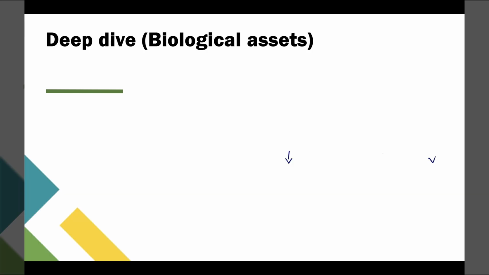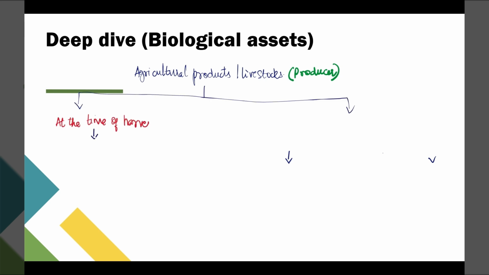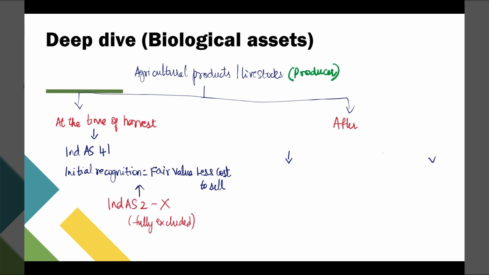Now let us deep dive into biological assets, because this is a bit tricky. When I say biological assets, it means agricultural products and livestock from the producer's point of view. What happens at the time of harvest? Ind AS 41 is applicable, so the initial recognition will be at fair value less cost to sell. And in this case, Ind AS 2 is fully excluded, as we saw in the earlier slide. But what happens for these agricultural products or livestock from the perspective of a producer after harvest? In that case, there are two categories.